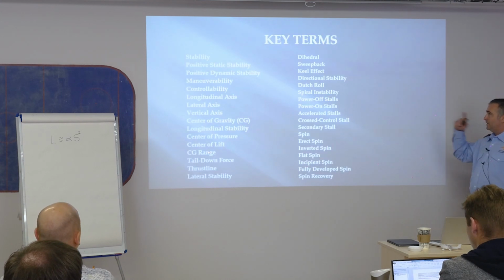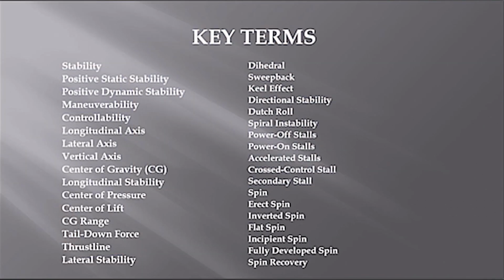Key terms, of course. Stability. Static and dynamic, positive, neutral, and negative. I am going to touch on that, and then we're going to get right back off that subject, okay? Because we need to know and appreciate a little concept of it, but oh boy, we can get into it. So maneuverability, controllability, longitudinal, lateral, vertical axis. Center of gravity, that's where all three of those axes meet.